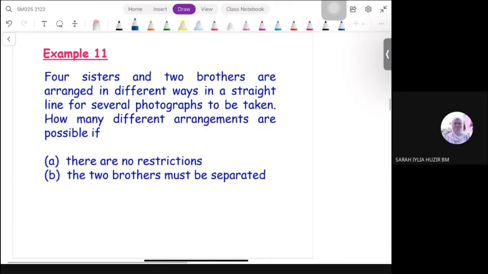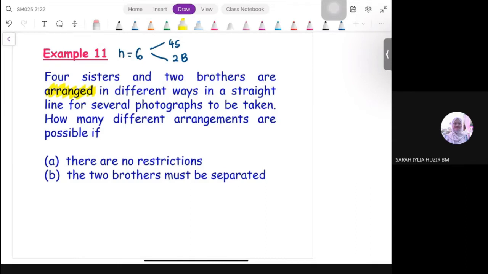So, example 11. Alright, now we have 4 sisters and 2 brothers. So altogether now we would have 6 different people. 4 sisters and 2 brothers. Okay, arrange in a different way in a straight line for several photographs. Okay, highlight the keyword here is arrange. So we know this is permutation process. How many different arrangements are possible if for the first case there are no restrictions?